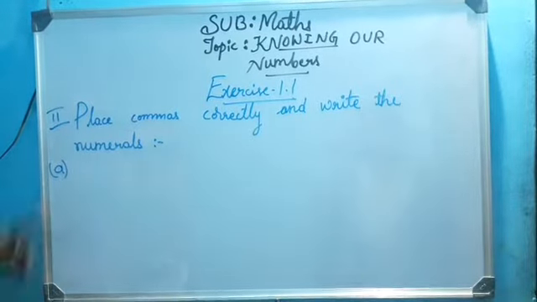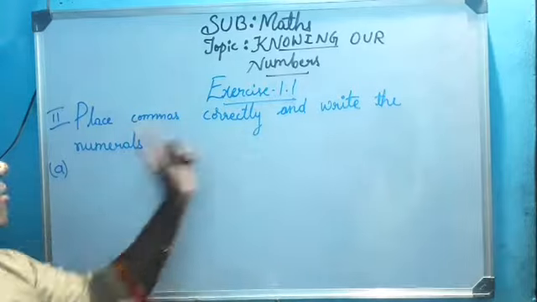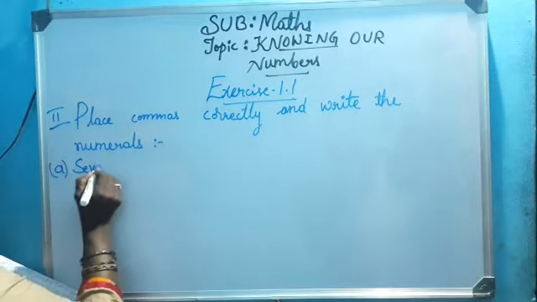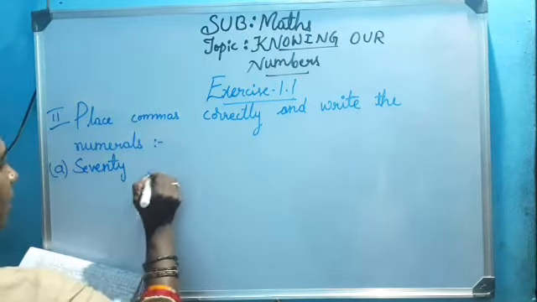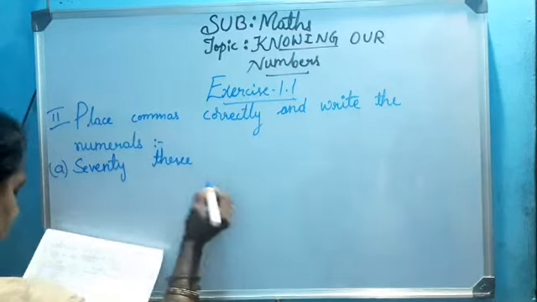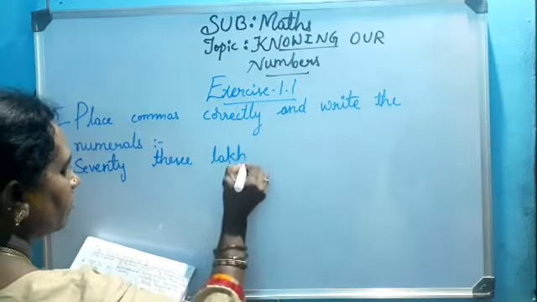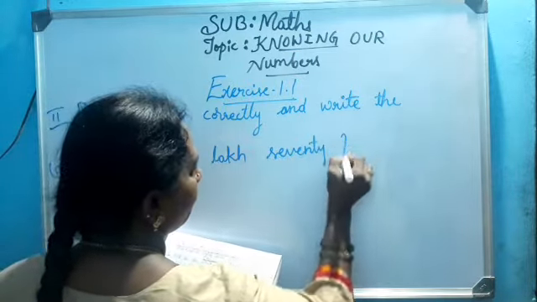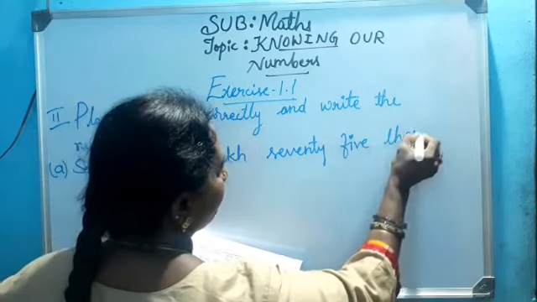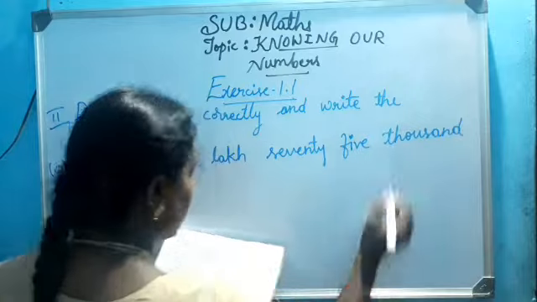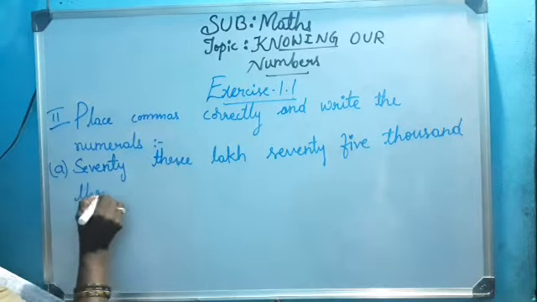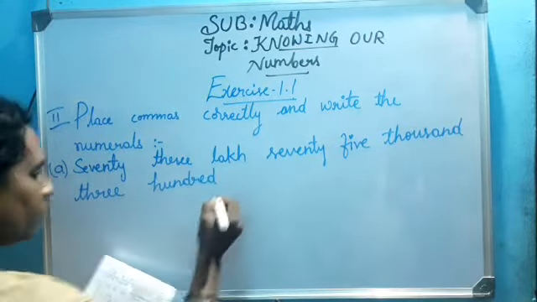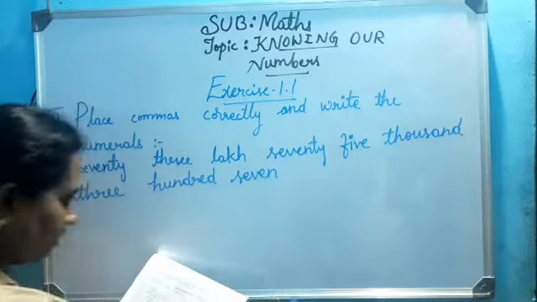The next main: place commas correctly and write the numerals. The first question: 73 lakh, 75,000, 307.